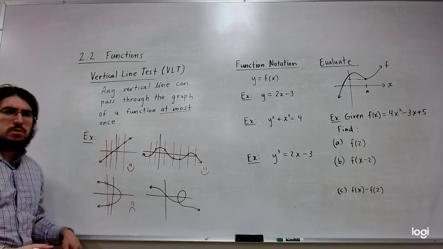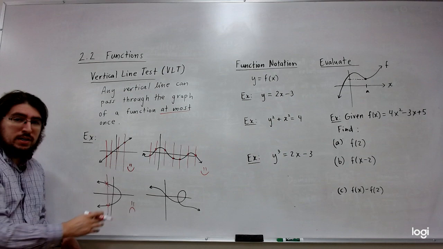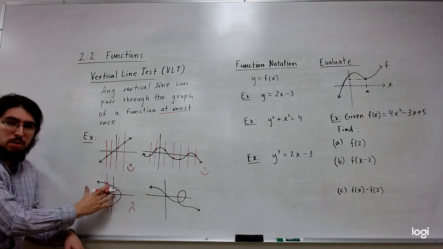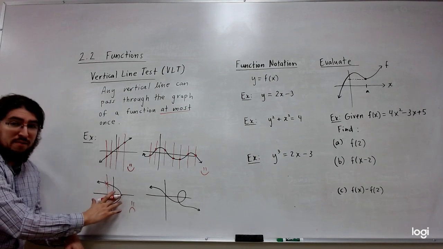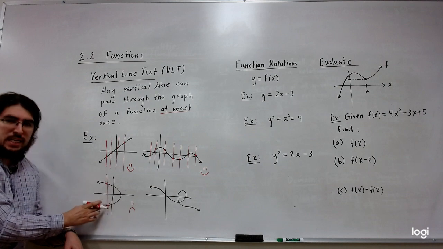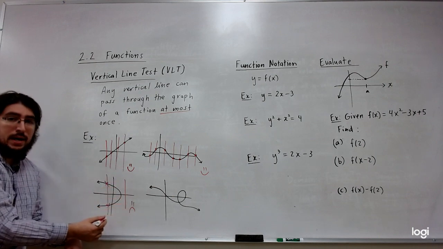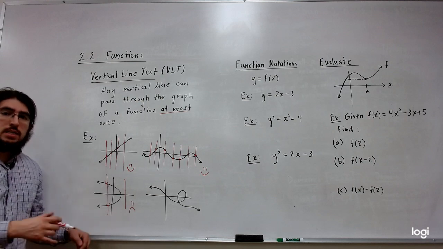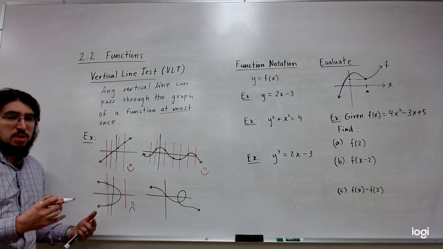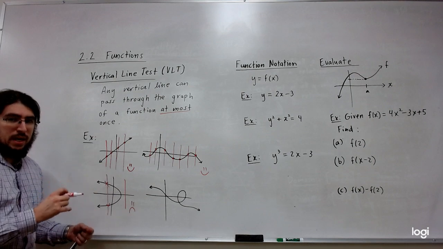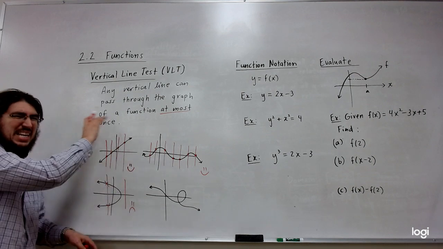Can it pass through 0 times? It certainly can. For instance, let's say this lower half of this sideways parabola wasn't there. If the lower half wasn't there, then we wouldn't have this second mark. So it would be a function in that case, and this line would pass through the function 0 times. So passing through a graph 0 times is okay. Once is okay. More than once is not okay. That's why I say at most once.